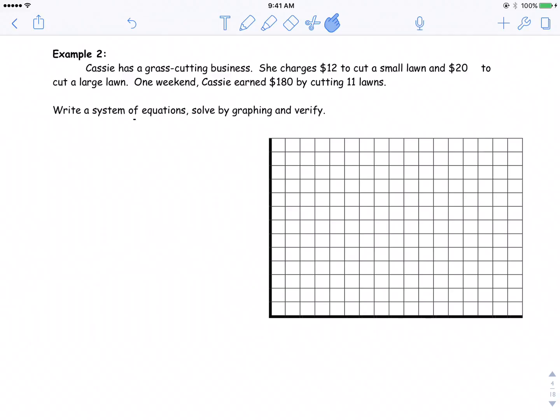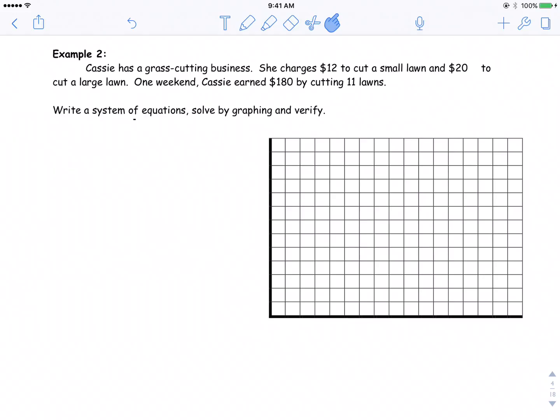So for example number 2 here, we take what we learned in section 7.1, which was creating our system of equations from a word problem, and then add on the information that we know so far about 7.2 in solving the system of equations by graphing, and we put the two together. So here's our word problem. Cassie has a grass cutting business. She charges $12 to cut a small lawn and $20 to cut a large lawn. One weekend, Cassie earns $180 by cutting 11 lawns.